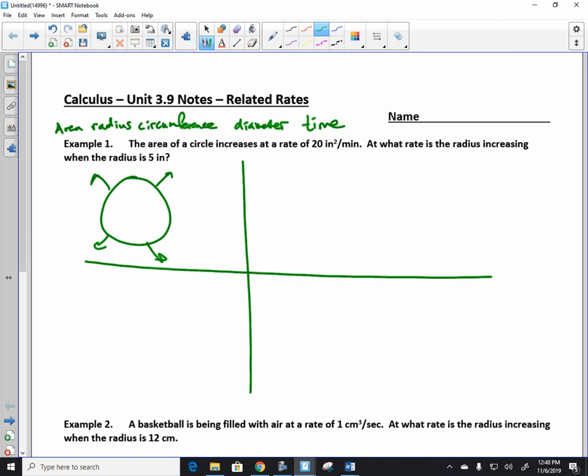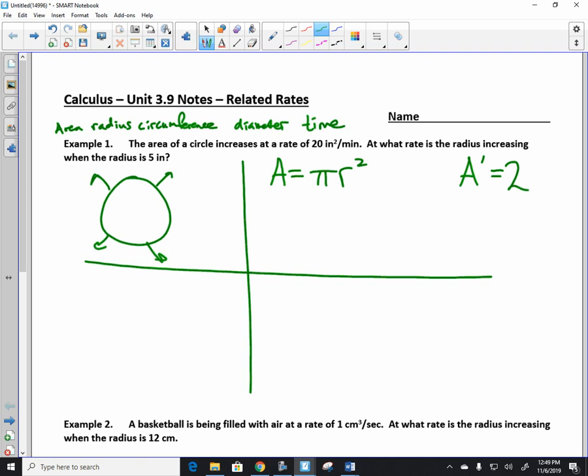So here's what I'm going to have. I need a formula for area. What is the area of a circle? Great. Now there's some things that we know. For example, we know the current rate at which the area is changing, or A prime. What is the rate at which the area is changing? 25. Right? I'm sorry, not 25, 20. Sorry.